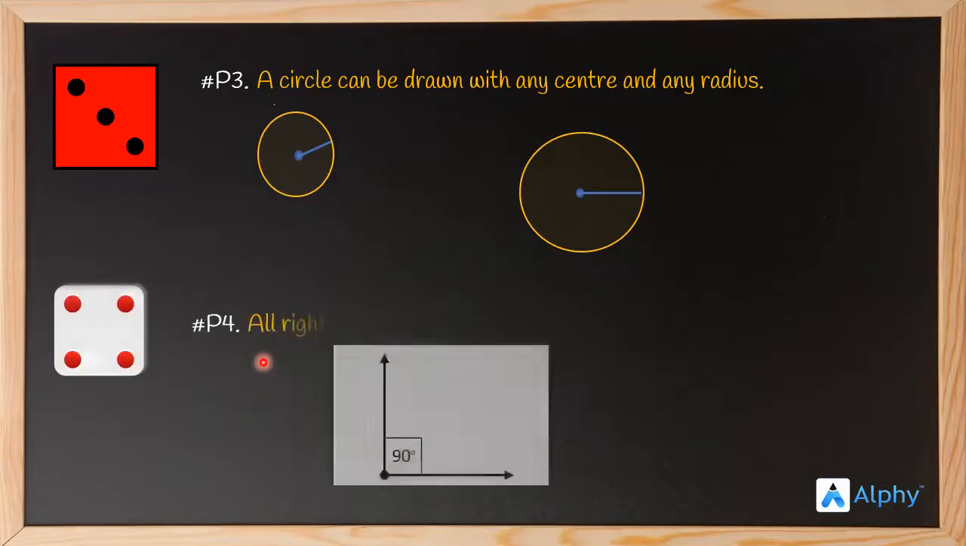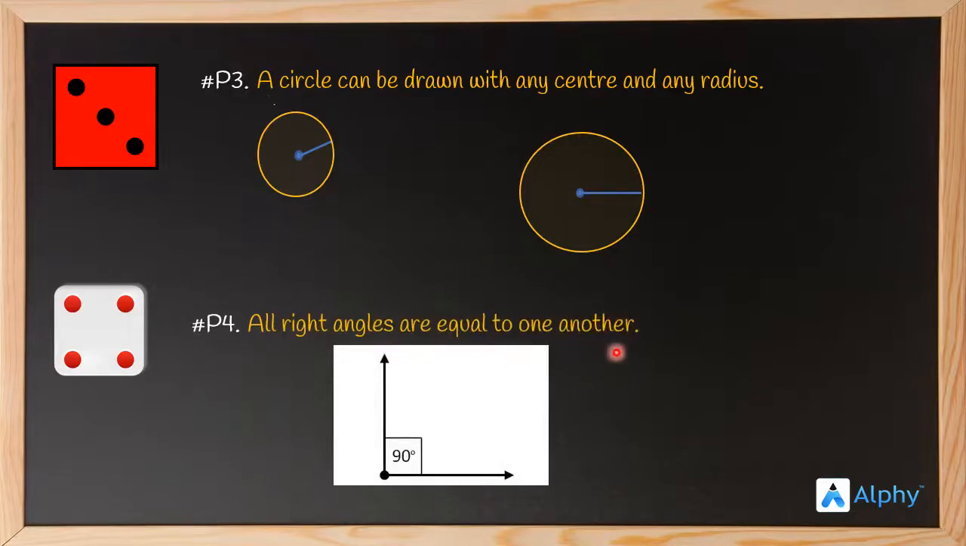So guys, let's look at the next postulate. It states that all right angles are equal to one another. Okay? Whichever form a right angle is in, all of the right angles are equal to one another despite whichever form they are in. Okay?